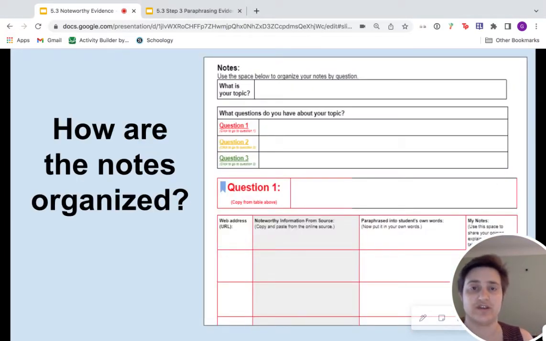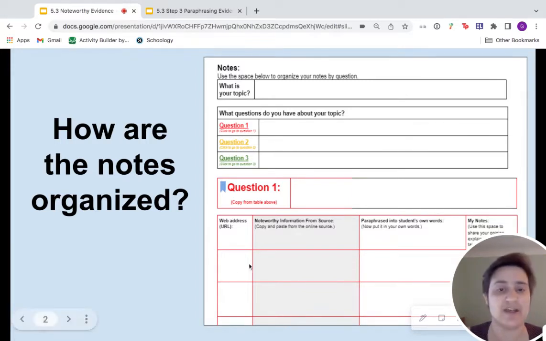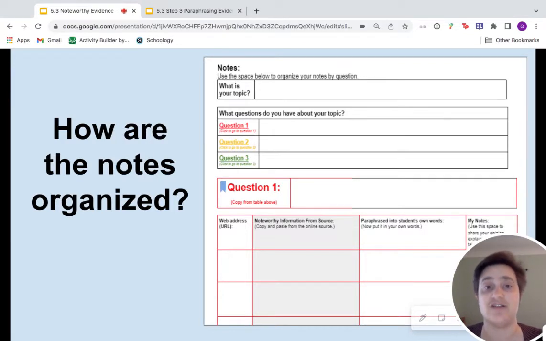Before we get into noteworthy information, I want to just do a reminder of how the notes document is organized. At the beginning, you copied down your topic and your 3 guiding questions that you came up with. In the document, there's a spot for notes for each question. So if you find a source that's really good for question 1 and question 3, copy it into one of the boxes for question 1 and find the information that's relevant to that question, and copy it into the box for question 3 farther down in the document so that you can keep your notes organized. This is going to save you a lot of time later.